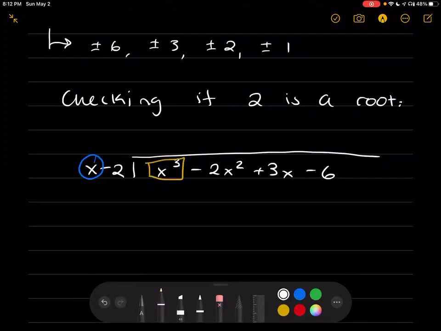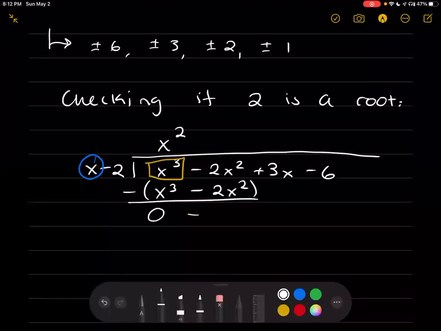So we want to ask, what do we need to multiply the thing in the blue circle by to get the thing in the yellow square? I think the answer is going to be an x squared. So then we take x squared and multiply it by our divisor. So we get an x cubed minus 2x squared. Subtract that away. We get 0, plus minus 2x squared plus 2x squared, that's another 0. Okay. And we'll drop down both these terms. I'm going to want 2 terms there.